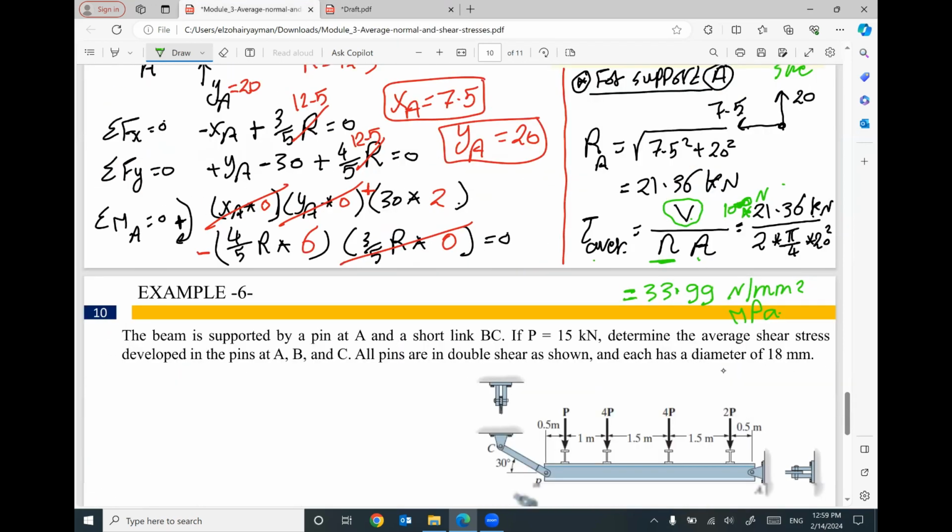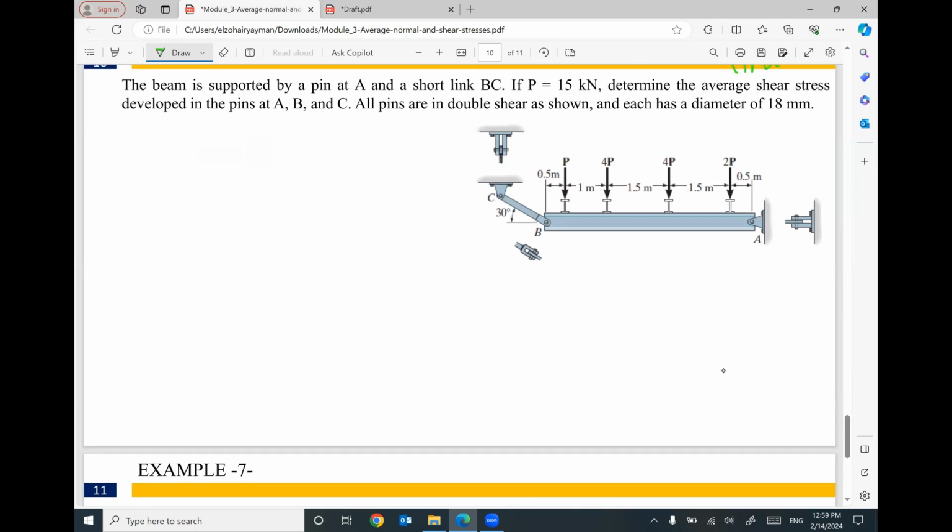We have one more example. In this example, we have a beam supporting many concentrated forces. This one equals 15. This one equals 60. This one equals 60. This one equals 30 kilonewton.